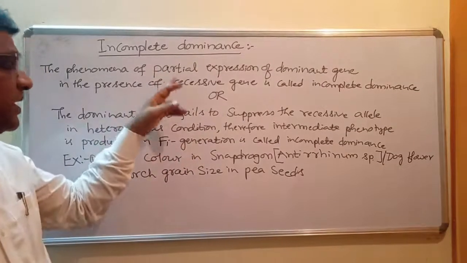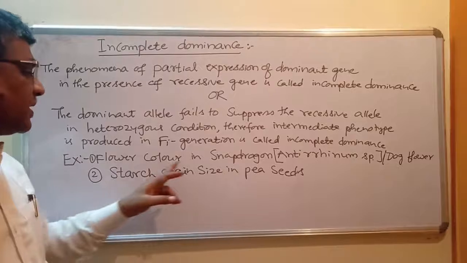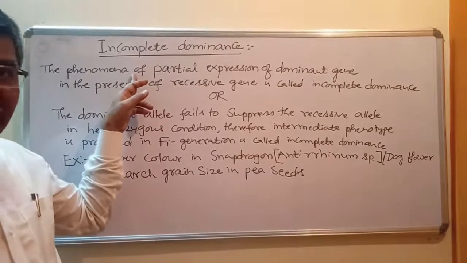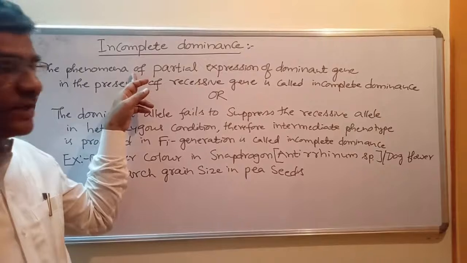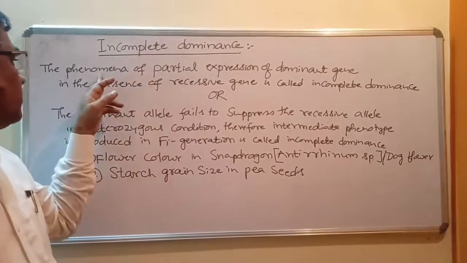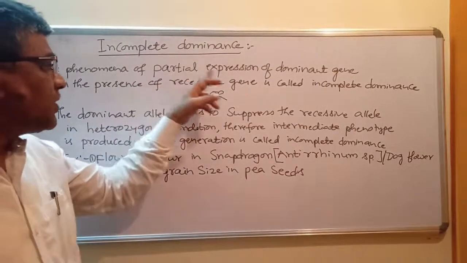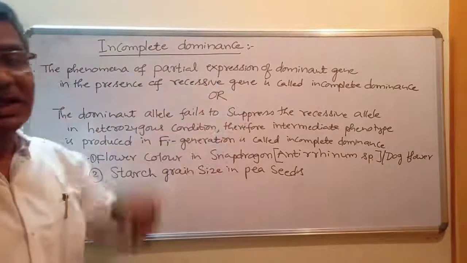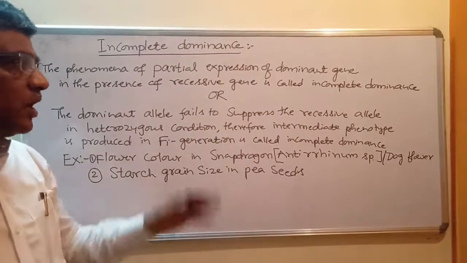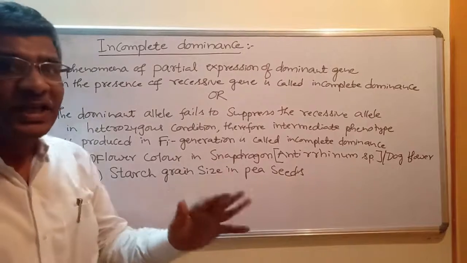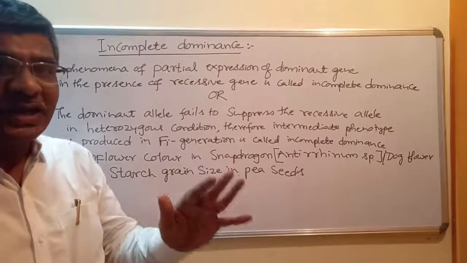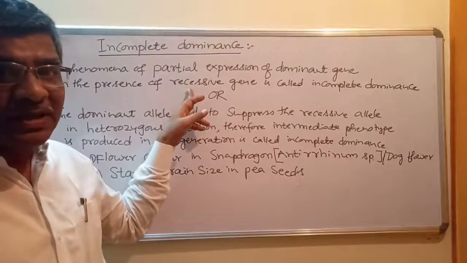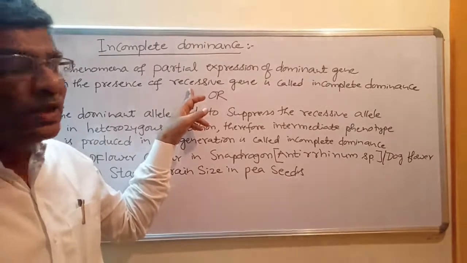But when studied in other plants, like flower color in snapdragon, the dominant gene is not completely dominant over the recessive gene. Therefore, the phenomenon of partial expression of the dominant gene in the presence of the recessive gene is called incomplete dominance. The dominant gene is partially expressed, or partially dominant over the recessive gene. Therefore, an intermediate phenotype is produced in the F1 generation.